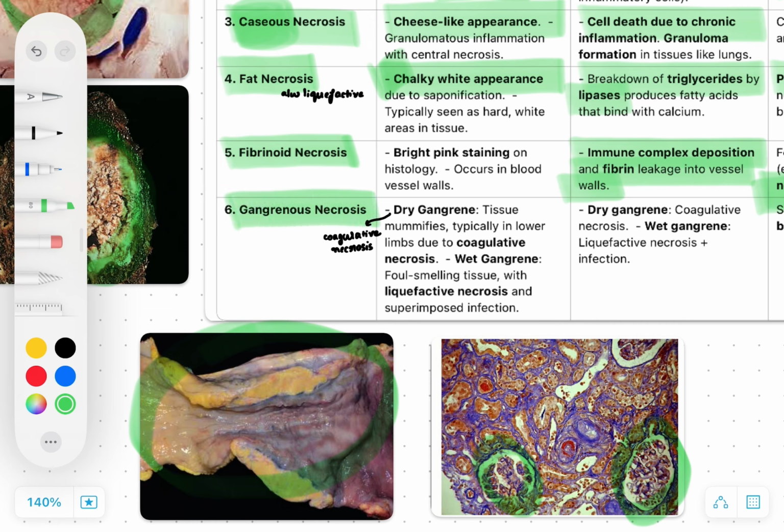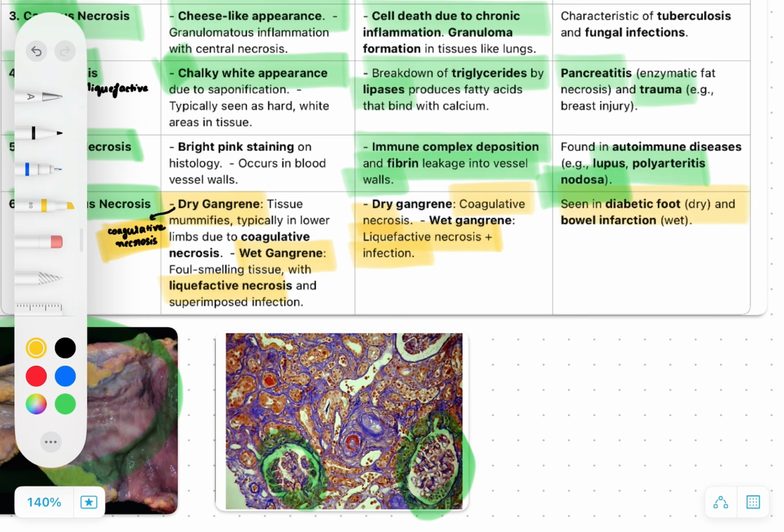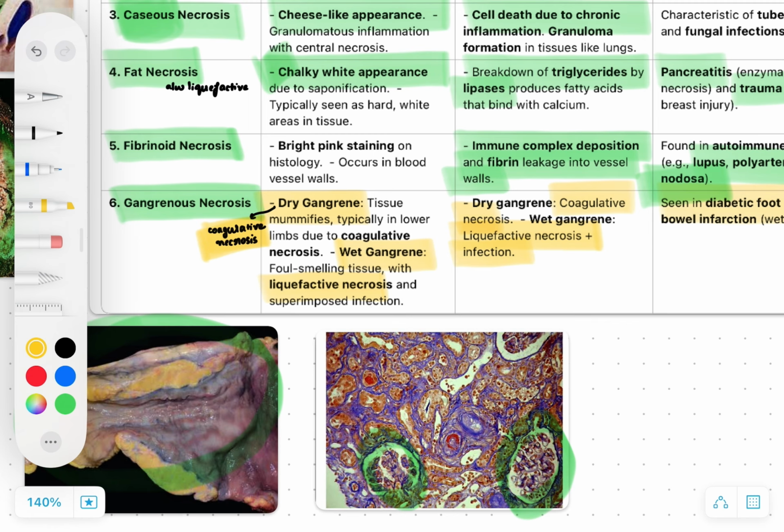Gangrene and necrosis: it is of two types, dry gangrene and wet gangrene. Dry gangrene is generally a coagulative necrosis, typically occurring in the lower limbs. Wet gangrene is liquefactive necrosis. It is foul smelling tissue and is generally associated with superimposed infection. So dry gangrene is a coagulative necrosis and wet gangrene is liquefactive necrosis with infection. It is seen in diabetic foot in dry gangrene and bowel infarction in wet gangrene. There is a clear demarcation in dry gangrene, but no clear demarcation is seen in wet gangrene.